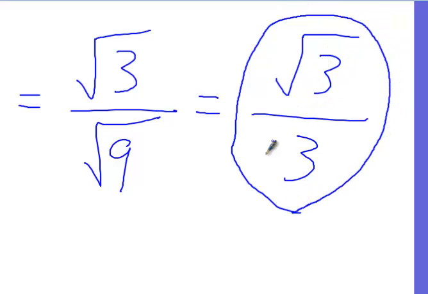Guys, the square root of 3 and 3 are not the same number, so do not tell me this answer is just 1. Square root of 3 is very different than the number 3. Okay? So again, this is not the same thing, so we're done.